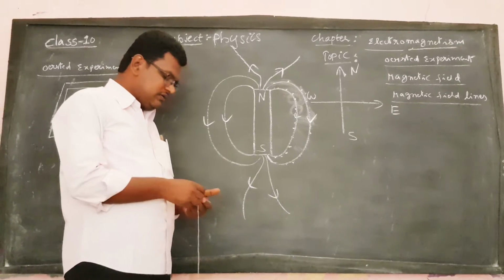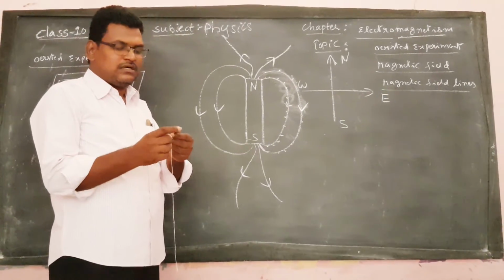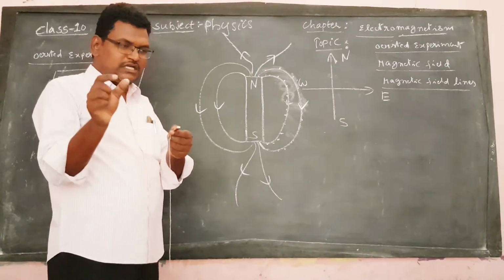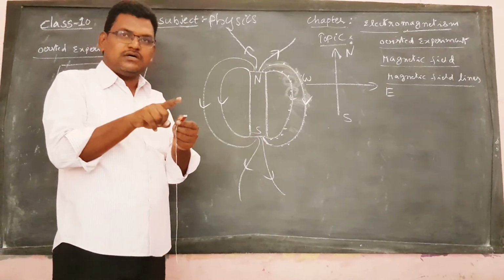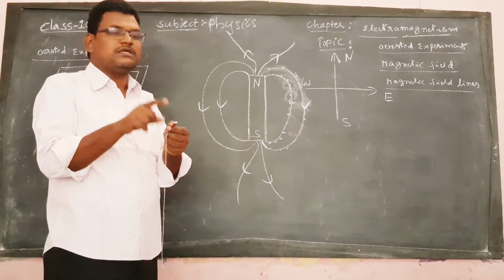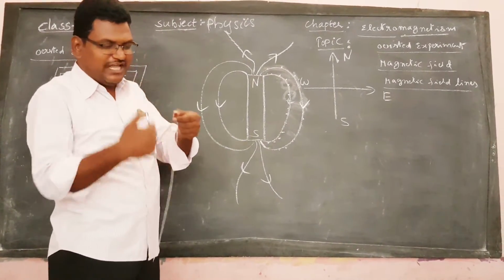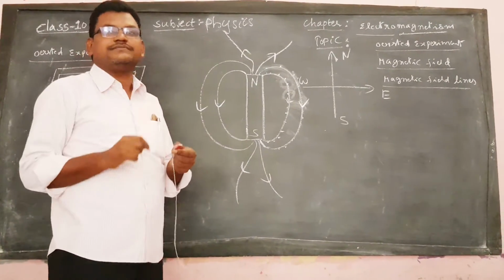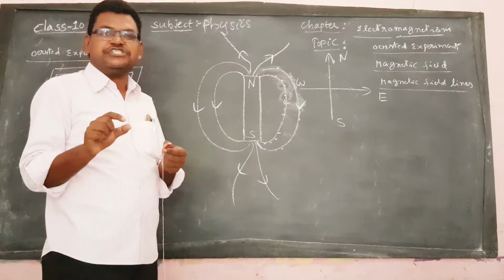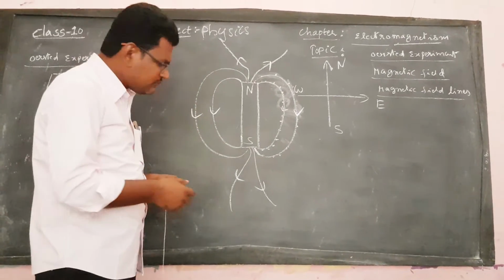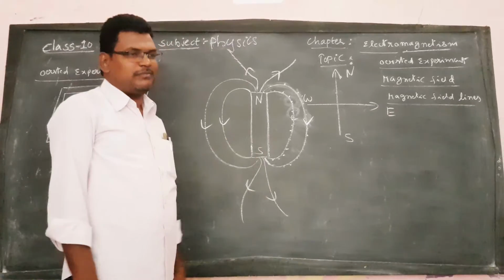The magnetic field not only lies beside a magnet. If you take the compass box over a magnet, there also the magnetic needle deflects. That means there is a magnetic field in a three-dimensional shape around a magnet. The magnetic field due to a bar magnet lies in a three-dimensional shape around it. Now, what is the direction of the magnetic field due to a bar magnet?